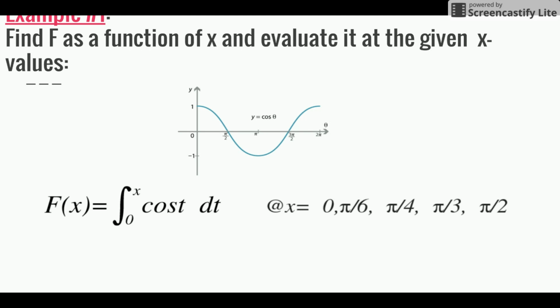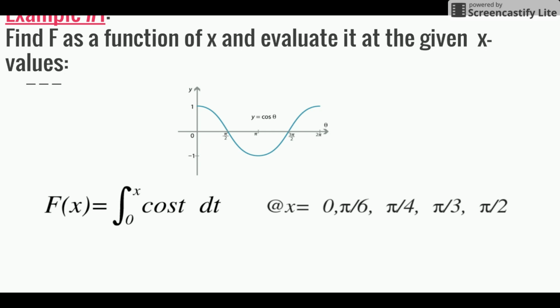As you increase these x values, you're going to get a greater accumulation of area. So 0 is going to be smaller, pi over 6 is a little bit bigger, pi over 4 a little bit bigger, pi over 3 a little bit bigger, and then you're going to have the greatest accumulation area at pi over 2.